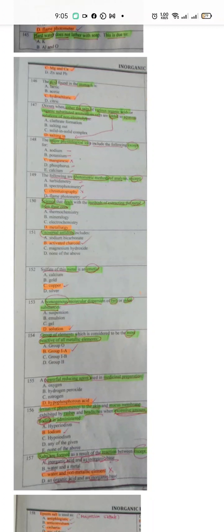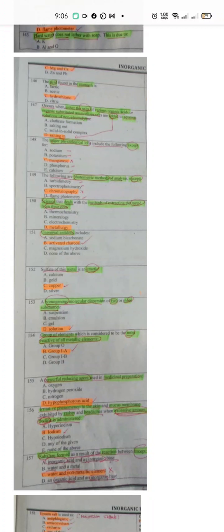Number 155, a powerful reducing agent used in medicinal preparation, that is your hypophosphorous acid. So it is a powerful reducing agent, thus used in medicinal preparation to retard oxidation and resulting decomposition of various ingredients. So, that is an example of your reducing agent, hypophosphorous acid.